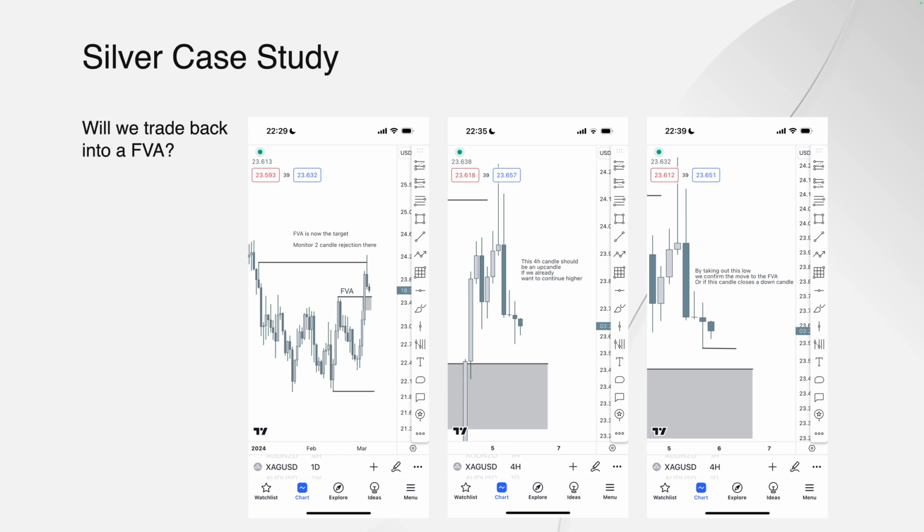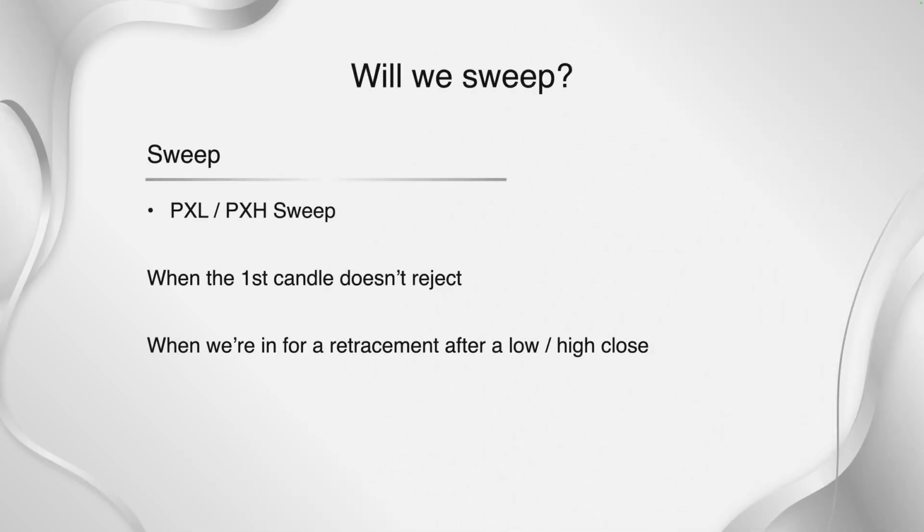Where initially I might say, well, I'm expecting a fair value area right there to be the target, and we can trade back into that, and we can continue higher off that. But if that happens on the 4 hour, you react. You want to react and you want to switch that. So right here, moving on from the silver case study, we now see the next thing.